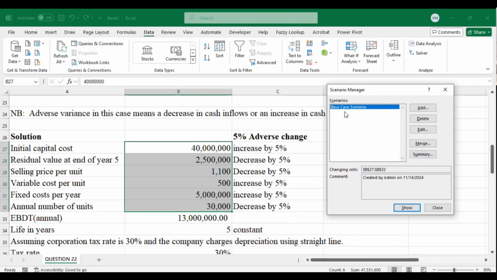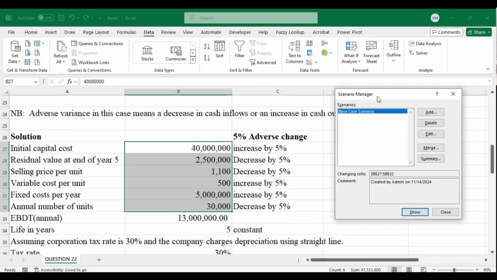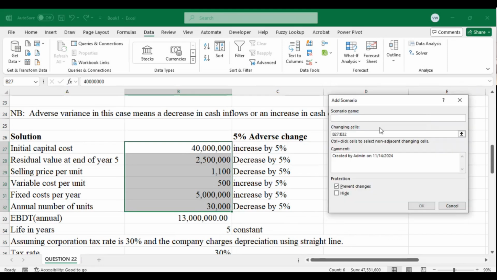I want to add another scenario by now changing these variables. So I'll say add another scenario. And because there's a 5% adverse change, it's not a positive change. So let me call this the worst case scenario.